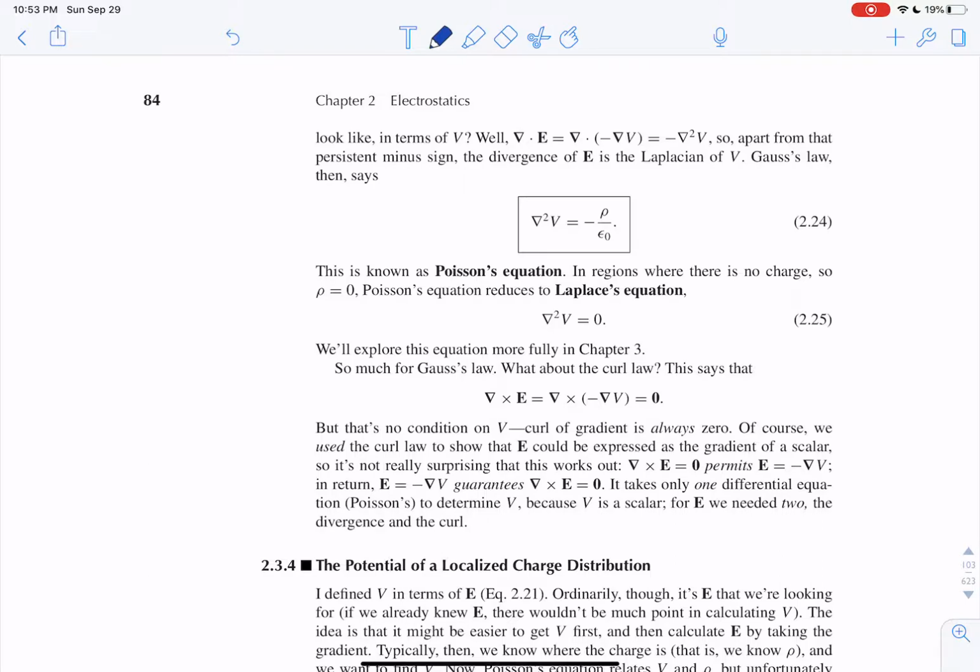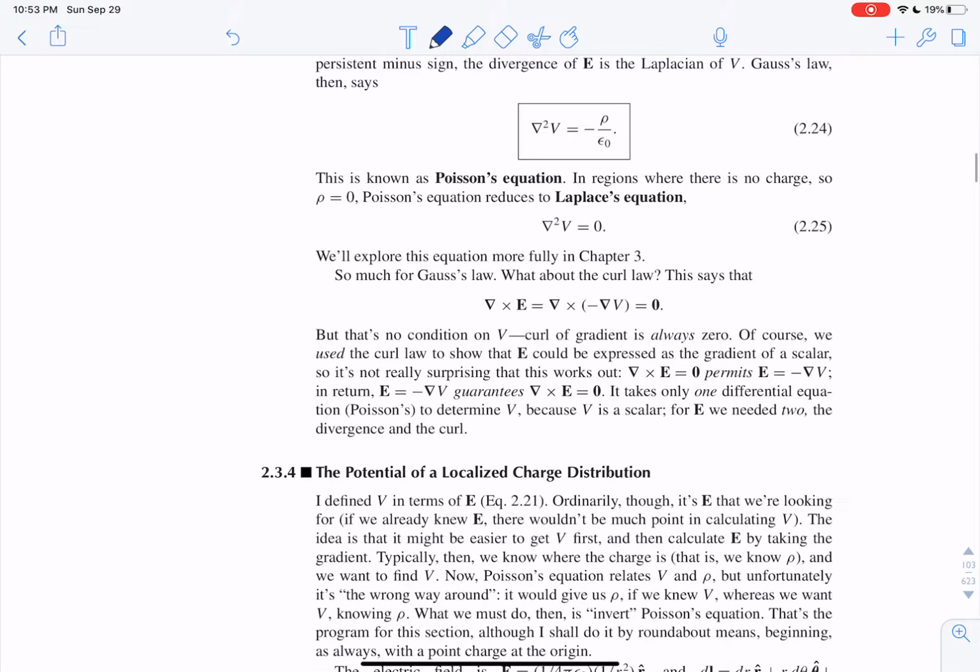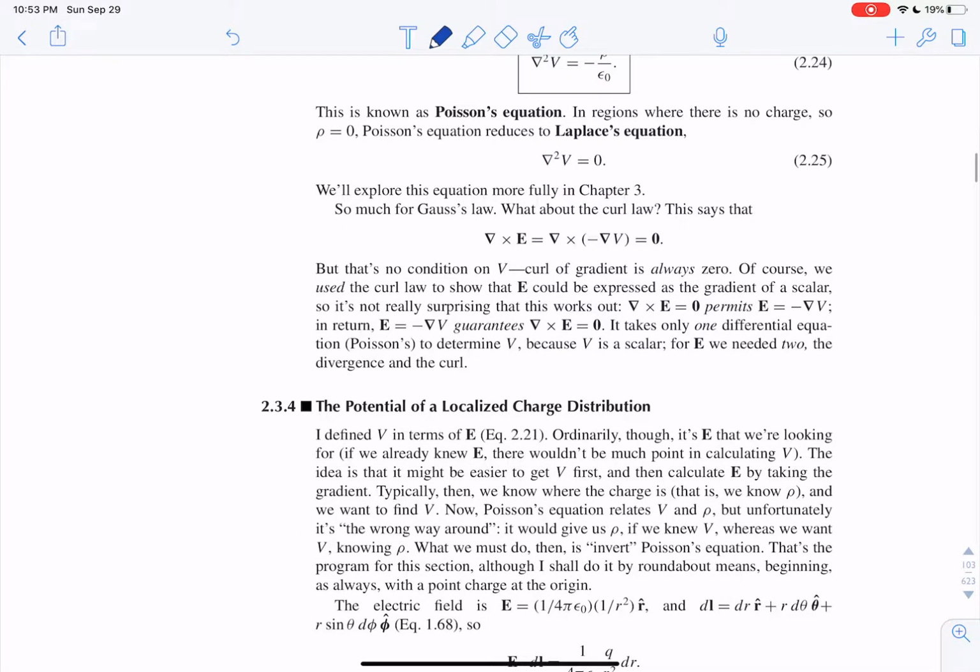In regions where there is no charge, where rho equals 0, Poisson's equation reduces to Laplace's equation, which is when del squared times your scalar field equals 0. Okay, so there's your two special cases. When you've got a charge, then the second derivative equals the charge density. If you don't have a charge, then it should equal 0 in that region, which we'll get into in chapter 3.